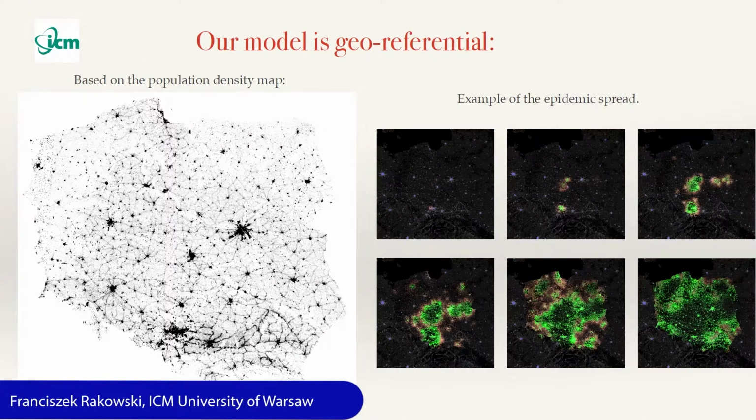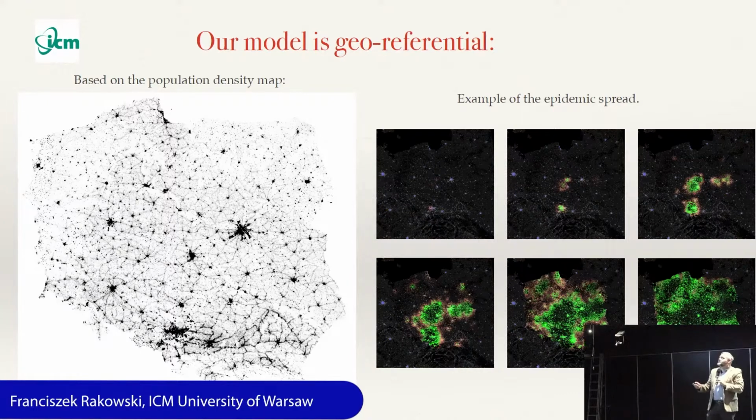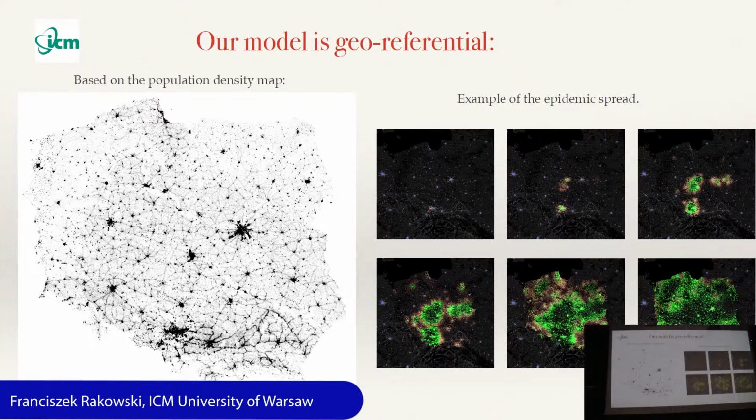And here is an example of the epidemic spread, which is not taken from the COVID one. It is an old one from the influenza, but we can see that if we seed some initial infections somewhere in Poland, the epidemic spreads out over the whole territory of the country, and we can see how many infected, how many recovered are in our grid nodes, which are 1 square kilometer in size. So those are our grid.